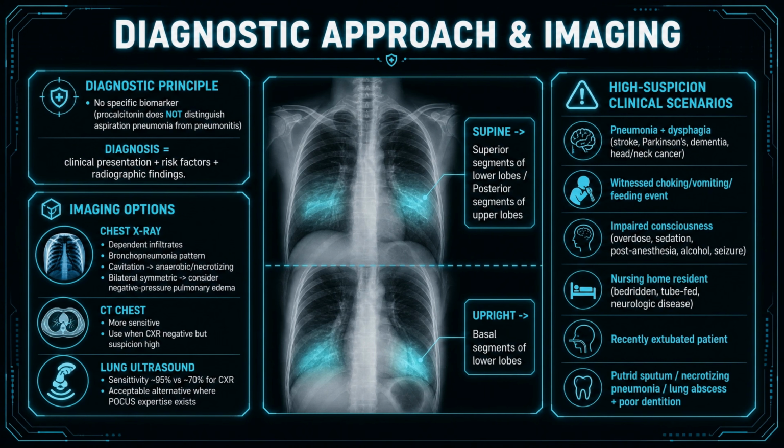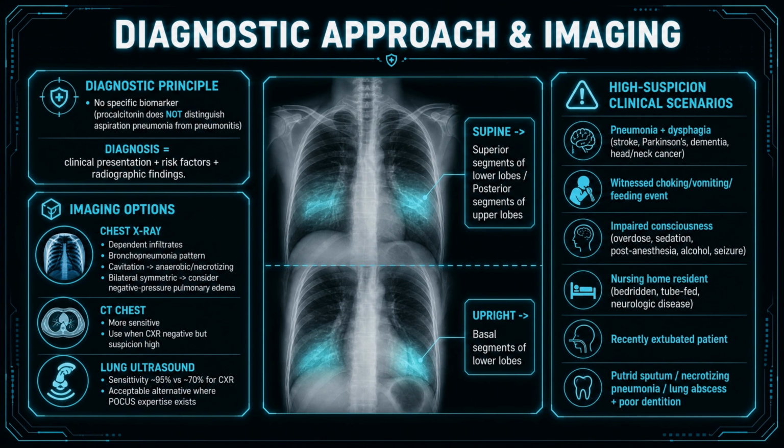For imaging, the chest X-ray will often show dependent infiltrates in a bronchopneumonia pattern. Cavitation suggests an anaerobic or necrotizing infection, while bilateral symmetric infiltrates should make you consider an alternative diagnosis like negative pressure pulmonary edema. Computed tomography of the chest is more sensitive and should be used when your clinical suspicion is high but the chest X-ray is negative. Additionally, the 2025 American Thoracic Society guideline conditionally suggests lung ultrasound as an acceptable alternative where point-of-care ultrasound expertise exists, noting a sensitivity of approximately 95% compared to 70% for chest X-ray.